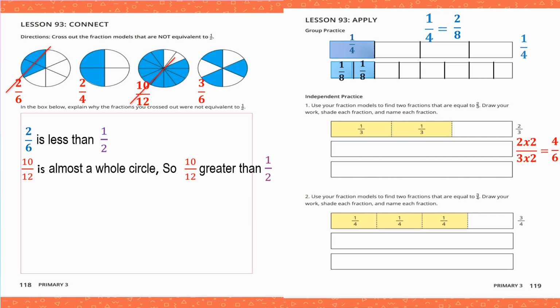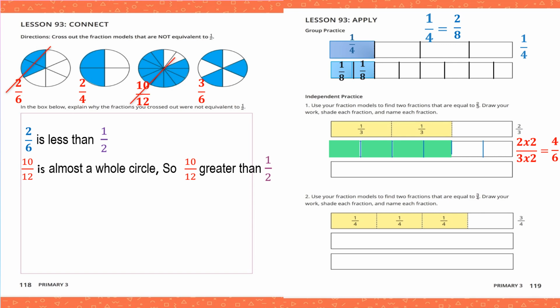Then I will divide this model or this bar into 6 equal parts. I will make 5 dashes. I have here in the numerator 4, so I will color 4 parts and each part represents 1 over 6.